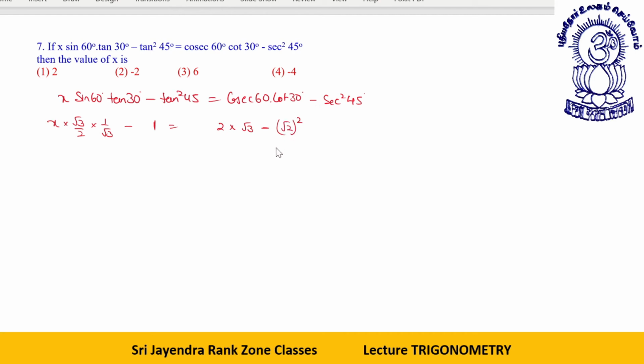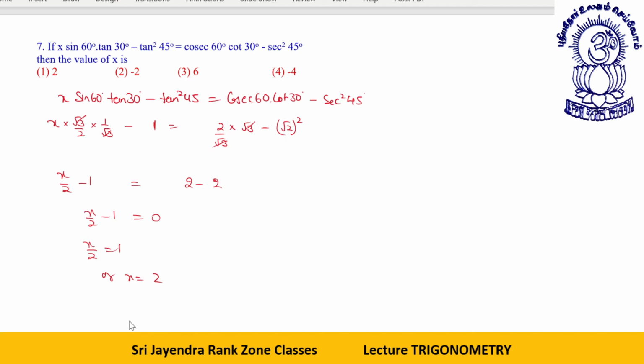Okay, clear to all? This cosec 60 is reciprocal of sine 60. Sine 60 is root 3 by 2, so it will be 2 by root 3. Okay, now what do we have? X, root 3 and root 3 cancel. This becomes x by 2 minus 1 is equal to root 3 and root 3 cancel, that will be 2 minus 2. X by 2 minus 1 is equal to 0. X by 2 is equal to 1, or x is equal to 2.